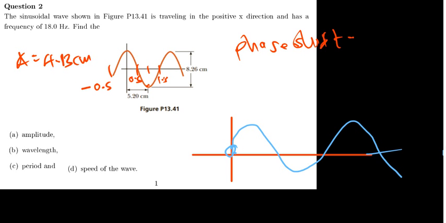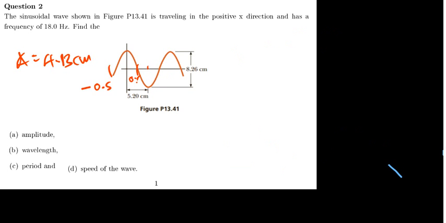Since we don't have the question for phase shift here, allow me to go to the next question, which is asking us to find the period. Since the wavelength is 5.20 times 2, our lambda is 10 centimeters. But the question is asking us to find the period. How do we find the period?